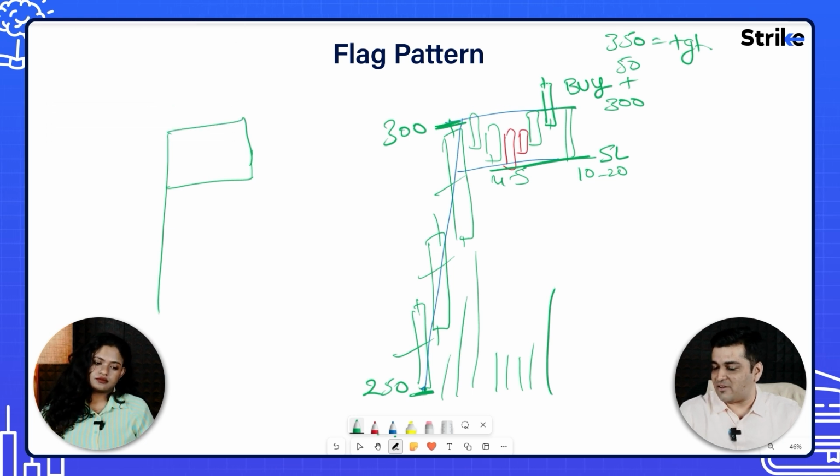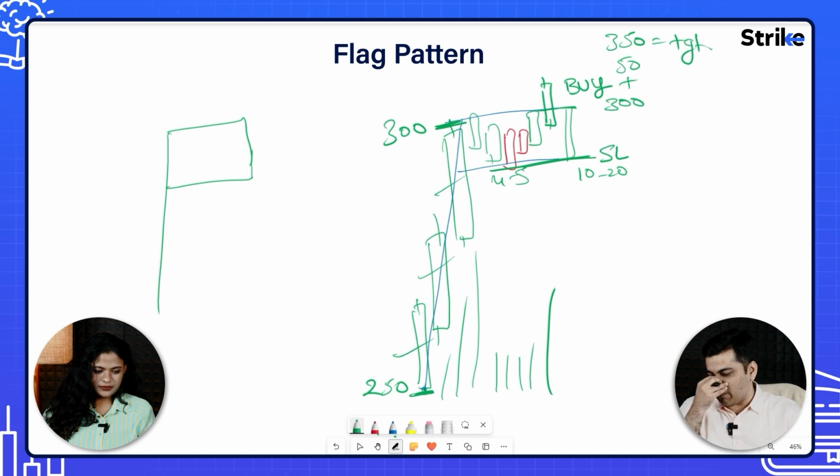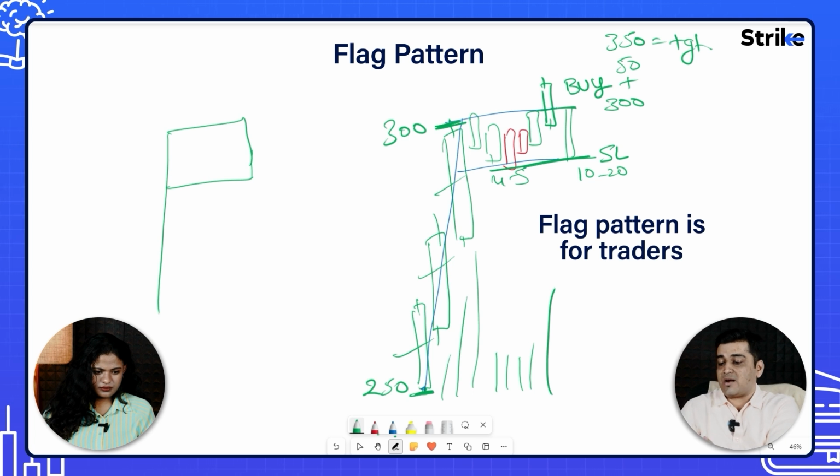So after that, whenever there is a big move up within the next 2 to 3 months, there is also a time defined. So within this pole length, it's 3 months. Within 3 months, this target can be achieved. All right. So it's mainly this pattern, as I said, the rounding pattern was for investors. I would say the flag pattern is for traders.